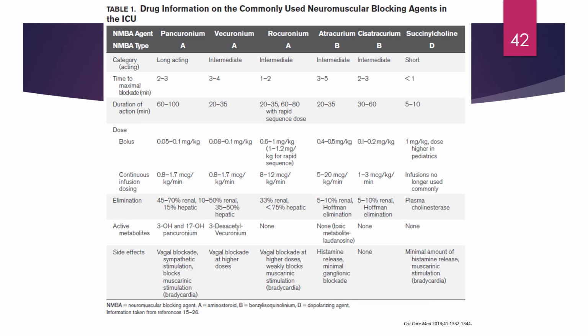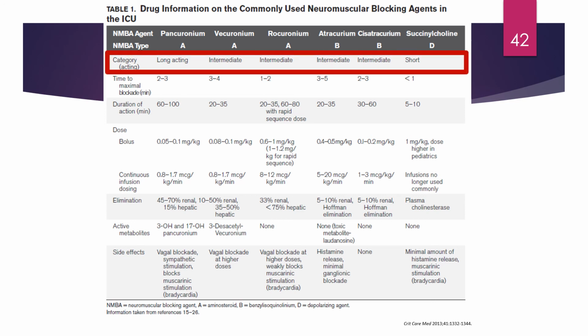This chart gives you basically a comparison of all of the paralytic agents. I don't need you to know necessarily the whole chart, but there are specific parts that I do want you to know about all of the agents. The first thing is the category of how long they act. Succinylcholine, as we said, is short. Rocuronium and cisatracurium are both intermediate, as well as vecuronium and atracurium, and pancuronium is the longest acting. And remember, pancuronium is the one they use in lethal injection.